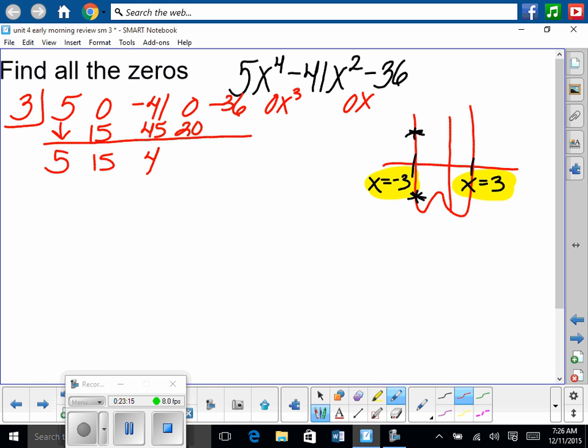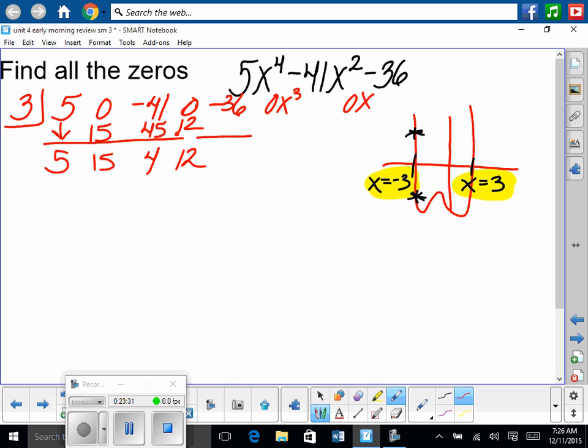Add straight down. No, wait, where did I mess up? Oh, yeah, 12. Okay, I was going to say, the remainder better come out to be 0. So we're doing 4 times 3, which is 12. Add straight down, we get 12. There we go.